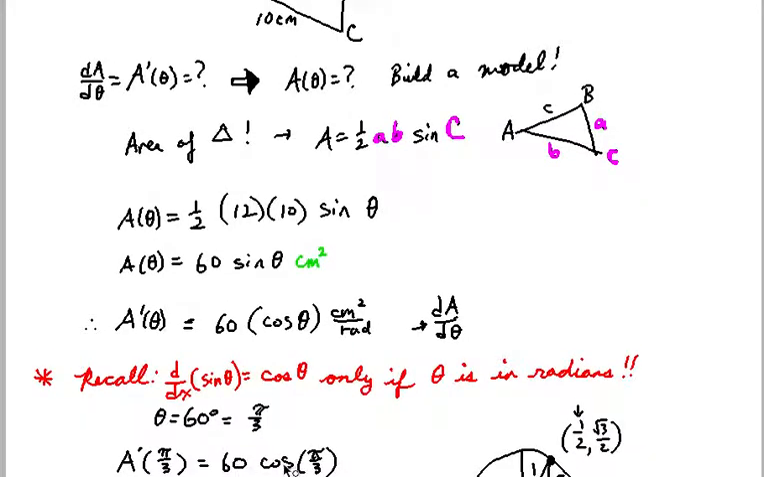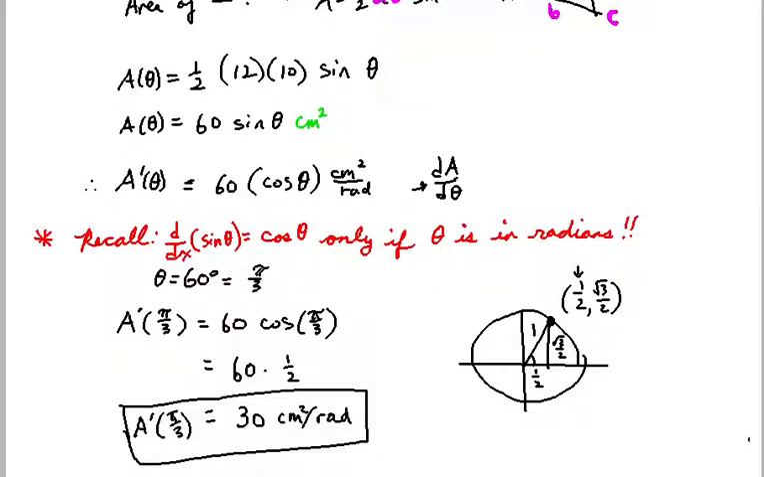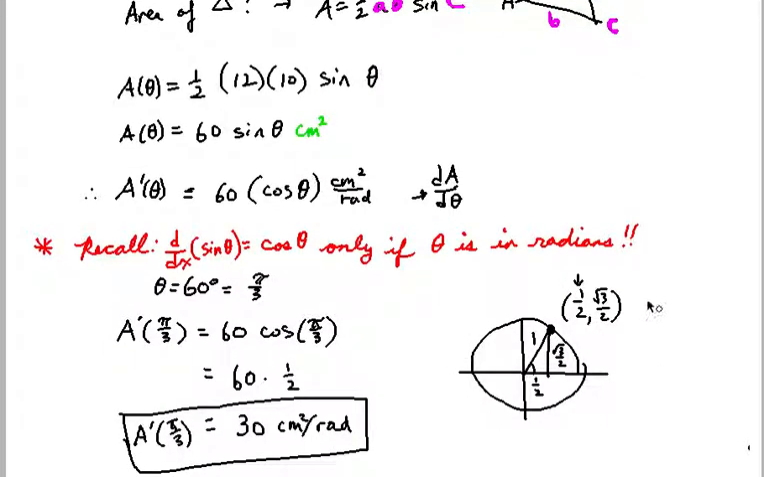So I end up with 60 times cosine pi over 3. What's the cosine of pi over 3? Just for those of you who can't remember from your unit circle, pi over 3 is 60 degrees, so my triangle would look like this. I would have 1/2, root 3 over 2, and 1. The x value is my cosine, so that's 1/2. 60 times 1/2 is 30, and my units are then centimeters squared per radian.